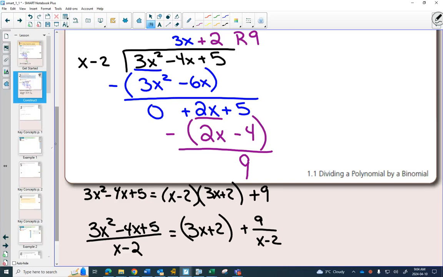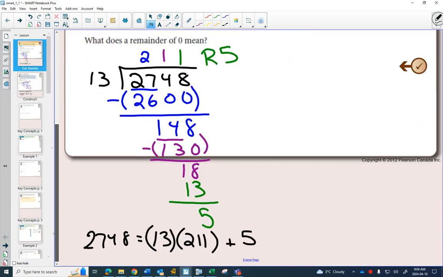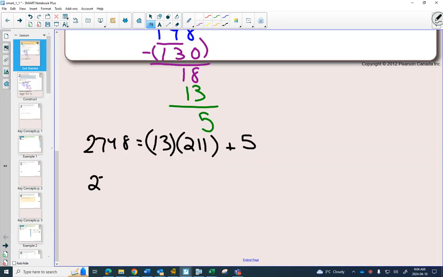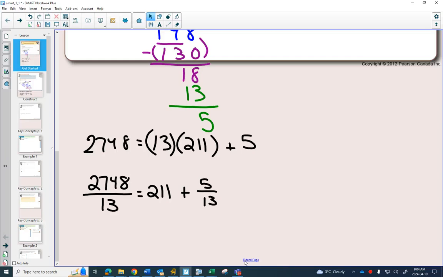Just like in our numbers, we could have written that 2,748 divided by 13 is equal to 211, plus we have 5 left that still needs to be divided by 13. So it's 211 and 5/13. What we're actually doing is sort of like a long method for changing it from an improper fraction to a mixed fraction. This is an improper fraction. It's equal to 211 and 5/13 as a mixed fraction.